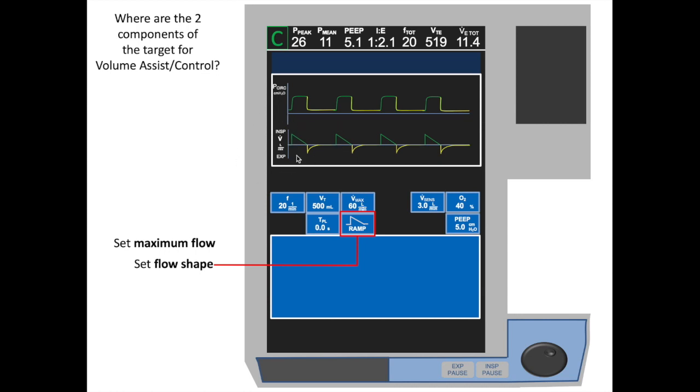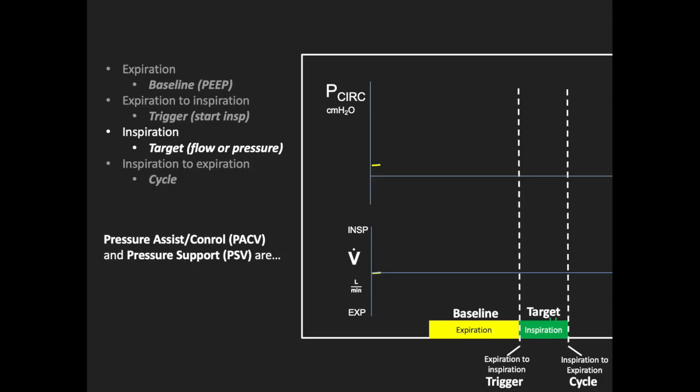Up here on the actual flow time curve itself, you can see that for each breath, the actual maximum flow is the same. This is a flow targeted mode, so it should be the same for each breath. And the shape of each inspiratory flow curve is the same for each breath. Let's move now to pressure assist control and pressure support modes. What is the target in both of those modes?